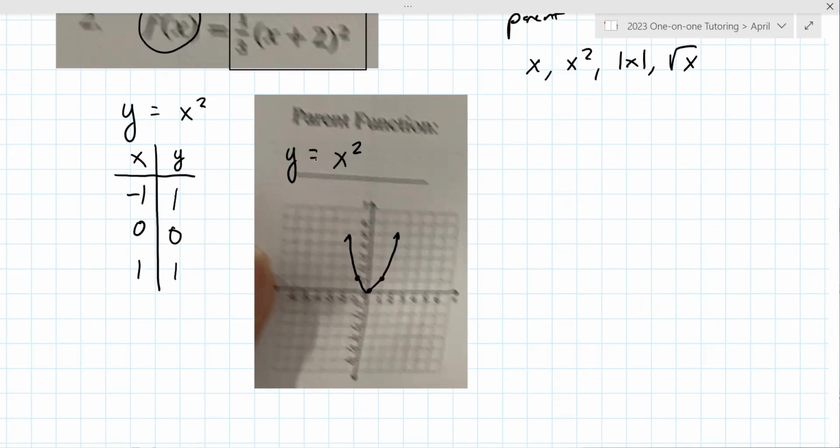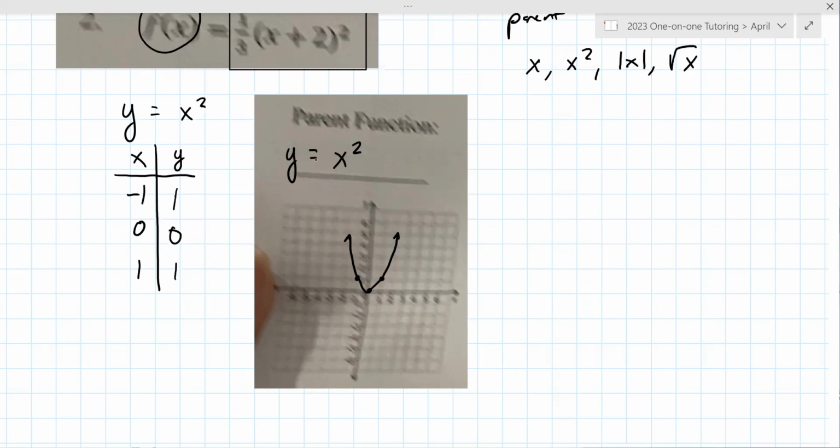So negative 1, 1. That's right. And 0, 0, and yeah, there we go. Okay, so do you got this graph down? It's like the slope. Slope is for lines. So you're just looking at the quadratic function, right?